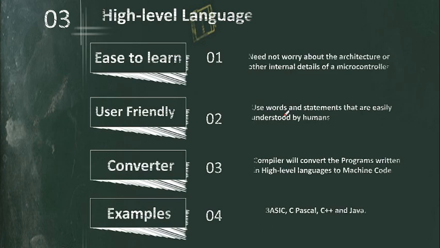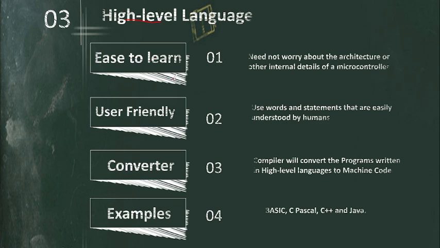Then we have high level language. These are the languages which are very famous and widely used, right? But you may have a doubt: if high level languages are used widely, why are we using assembly language now? I'll come to that point later. Before that, let us understand what this high level language is.